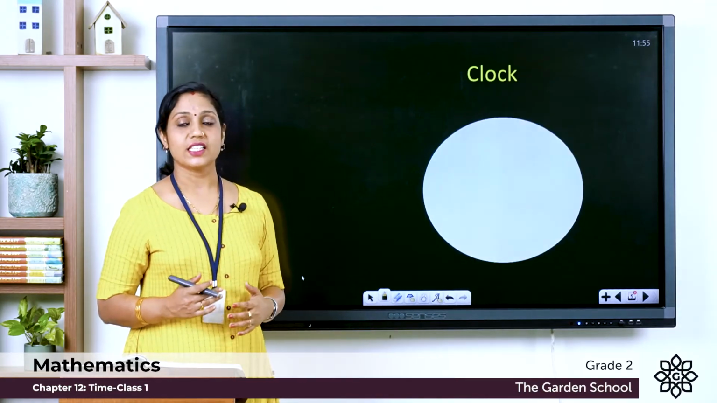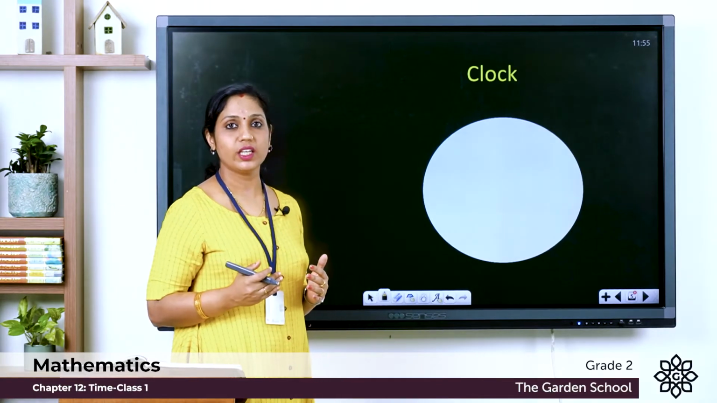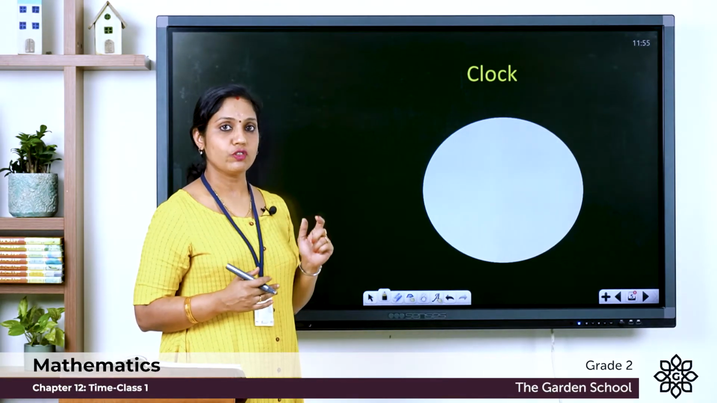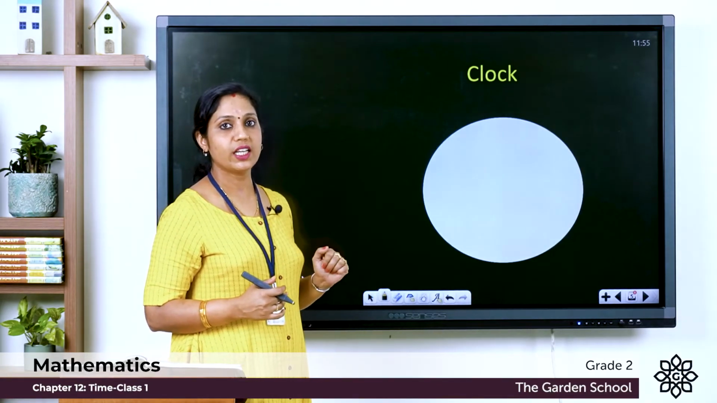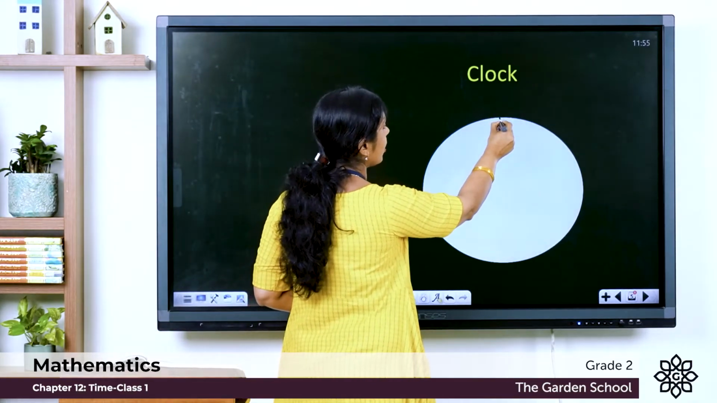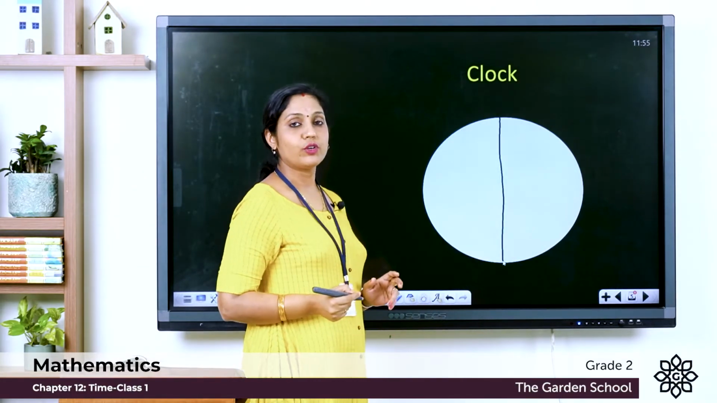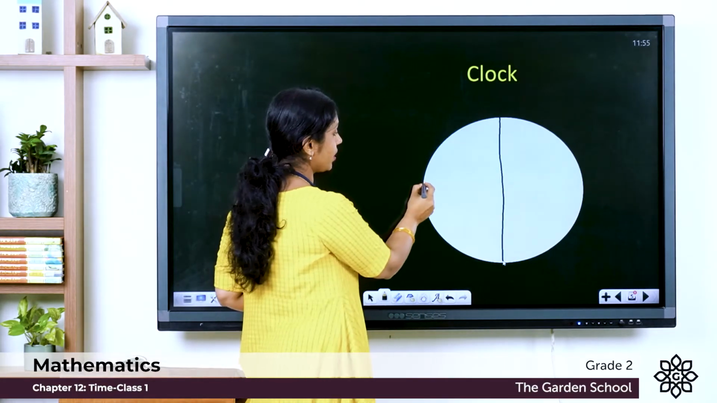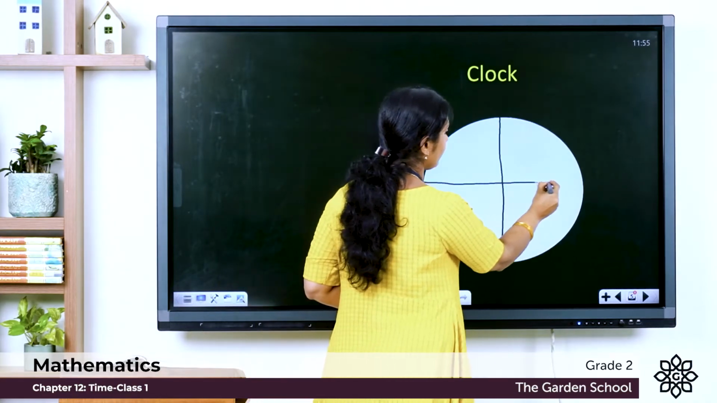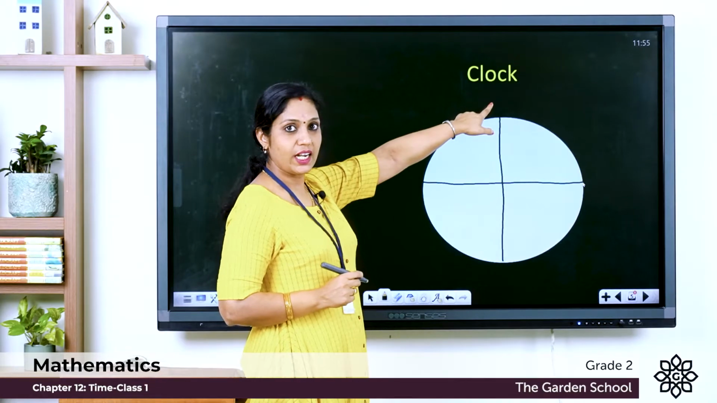So first, let's learn how to draw a clock. You have already learned about a vertical line and a horizontal line. So first, let's draw a vertical line in this circle. From this point, let's draw a vertical line till this point. Now we have to draw a horizontal line from this point.